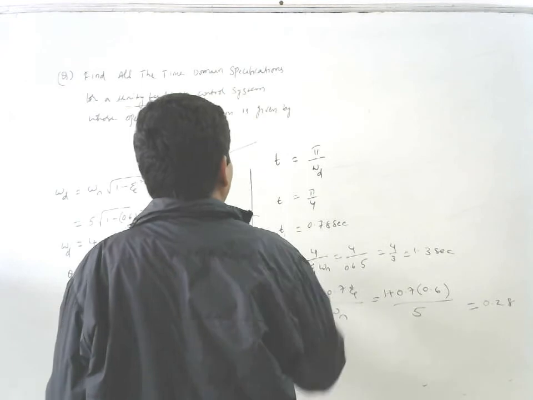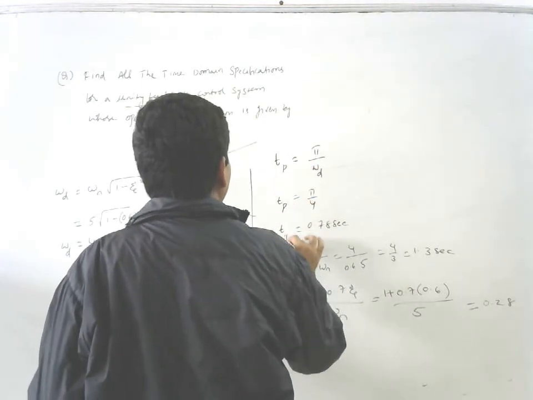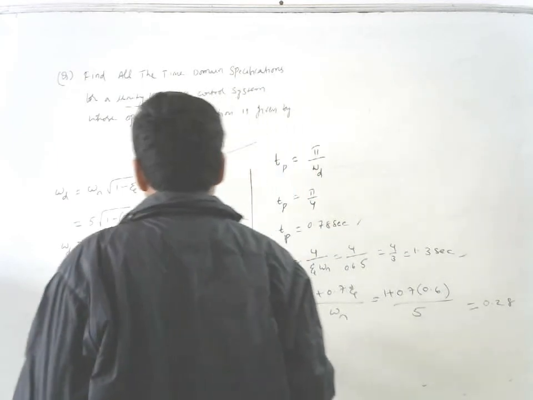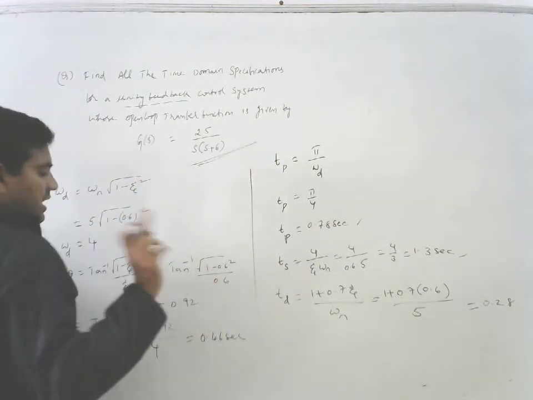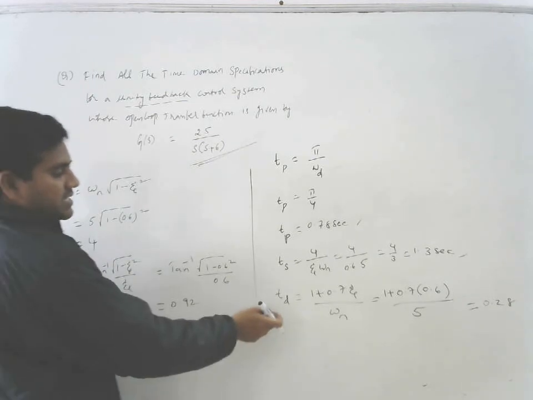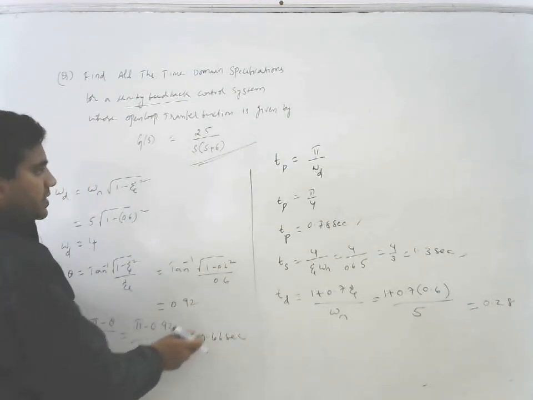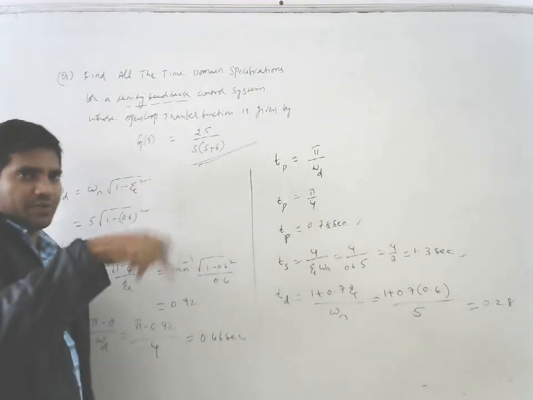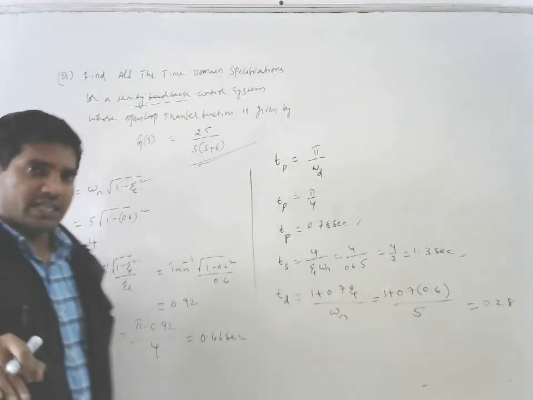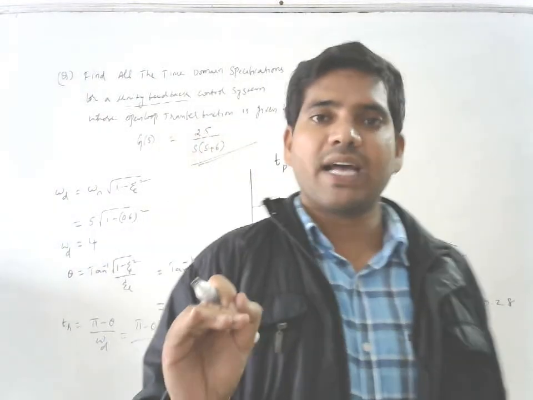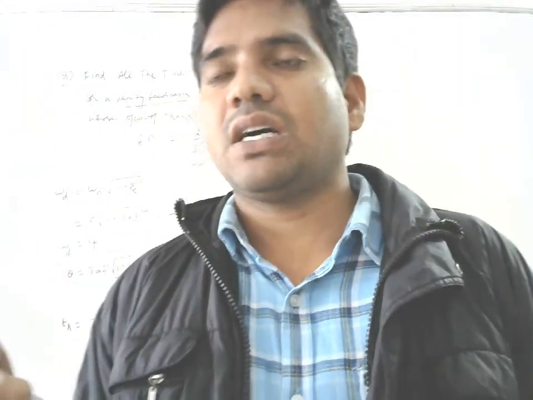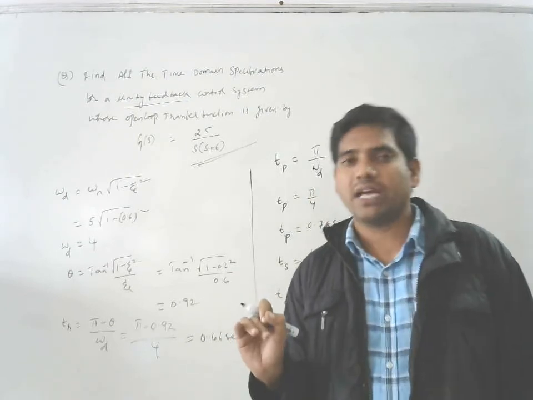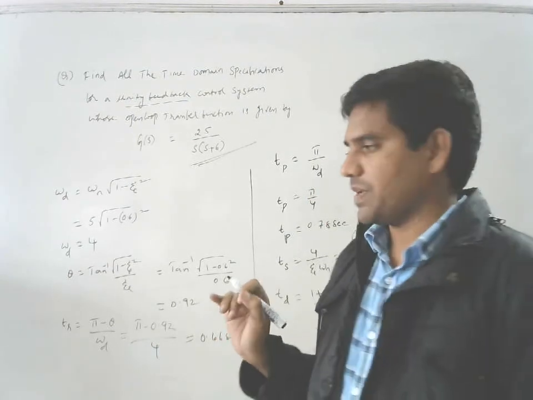TP, peak time formula, that is TP. Peak time value will be more than TS, that means see here. First, the least value is delay time. Delay time is less. After that rise time, after that peak time, after that settling time. Like that it is going to increase. Delay time value is less, rise time is more as compared to delay time. After that peak time value is more as compared to rise time. Settling time value will be more as compared to all the remaining times.